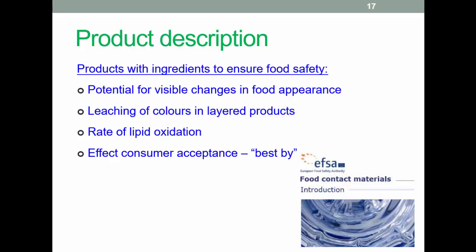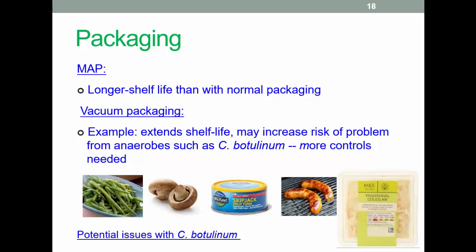There are issues in some cases with the potential for adversely impacting on consumer acceptance. I don't think this is particularly relevant to the exam exercise, but people in that group might want to have a quick read of the link document just to check. So how do we extend shelf life? Here's a couple of examples.